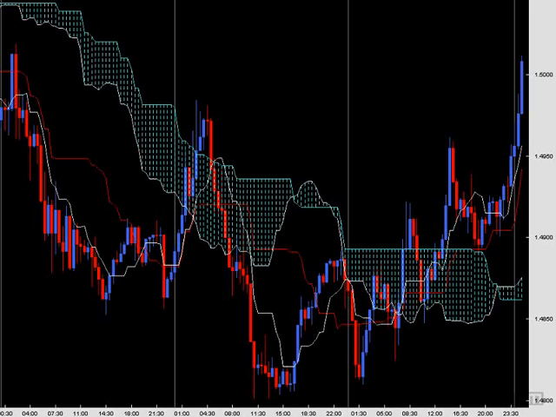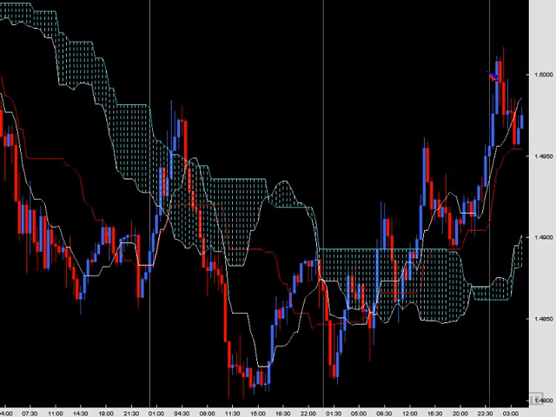Then, yesterday, after the pair starts on a very aggressive climb to open the London session, we're getting back to that 150 area. The pair starts to move a little bit sideways.